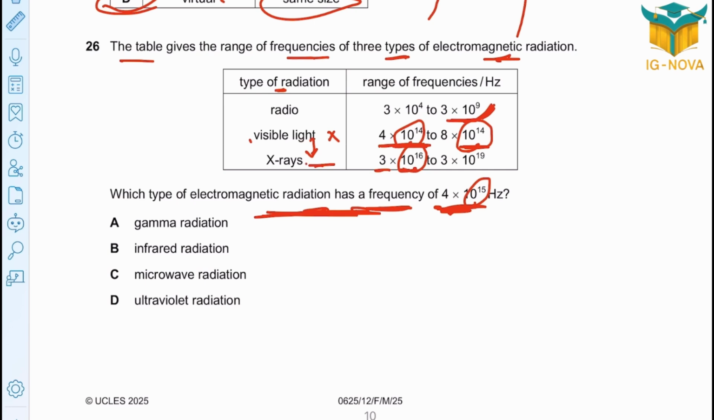What's between visible light and X-ray? Is it gamma? Nope. Gamma is the highest frequency. Infrared has less frequency. Microwave also less. Ultraviolet radiation is in the order for frequency. So the correct option is D. See the technique to solve. You have to be focused when you're solving any question.